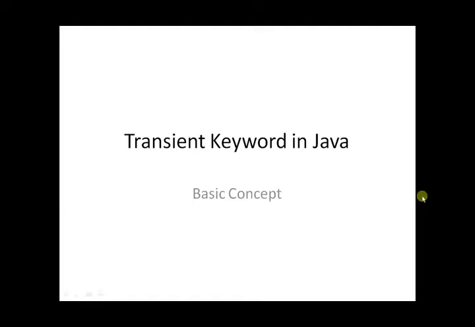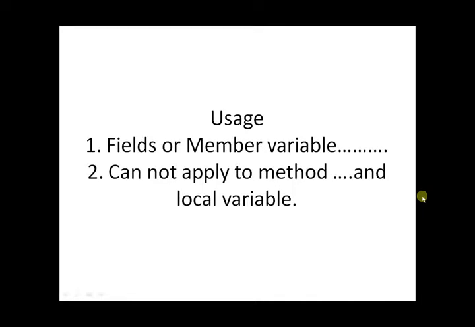So what is the definition of the transient keyword? The transient keyword is used in the Java serialization process. So what is the usage of the transient keyword? It is applied to a field or member variable. Whenever we apply a transient keyword to a field or member variable, that variable is called a transient variable. The transient variable in Java is a variable whose value is not serialized during serialization.